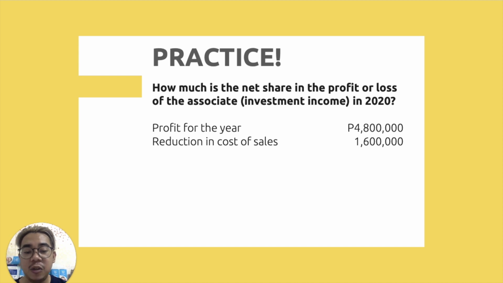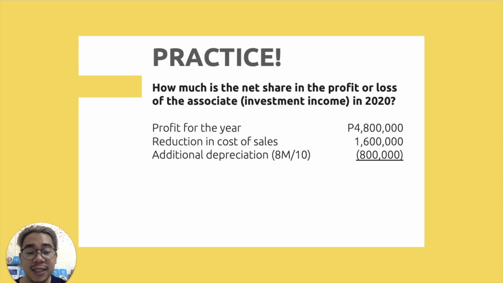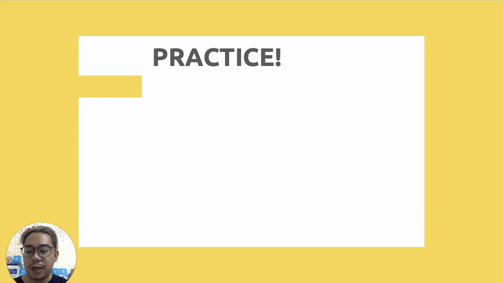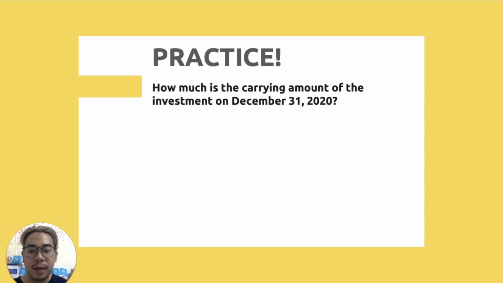Dahil babawasan natin yung cost of sales, dagdag yan sa profit. This time, additional depreciation of 8 million. Pero, 10 years kasi yung life, so ang depreciation lang for the year na i-add natin ay 800,000. Bakit siya minus? Kasi dadagdagan natin ang depreciation expense. So, minus 800,000. So, the adjusted profit is 5,600,000. And to get the share of the investor of 25%, our share there is 1,400,000 pesos as well.